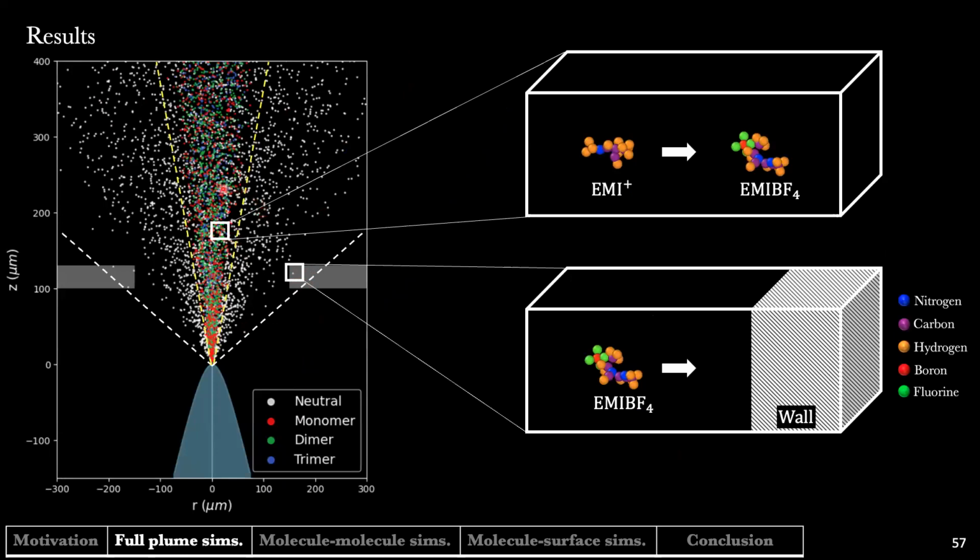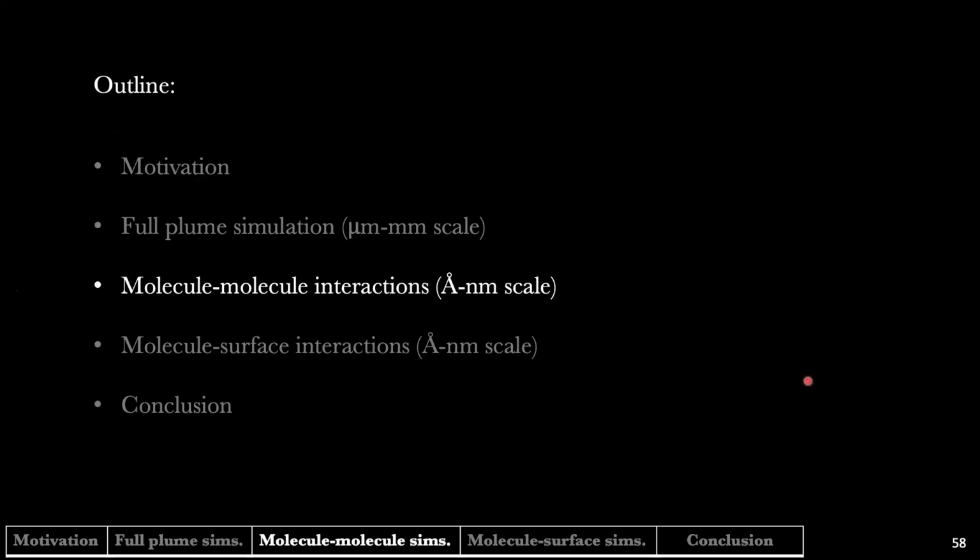Even though in the n-body simulations we don't implement the collisions, as we see here, the neutral penetrates the grid. But this informs us that these collisions happen, and we can use this information to inform our molecular dynamics simulations. So for the next part of the presentation, I'm going to talk about molecular dynamics simulations that we use to simulate intermolecule collisions and molecule-surface collisions.